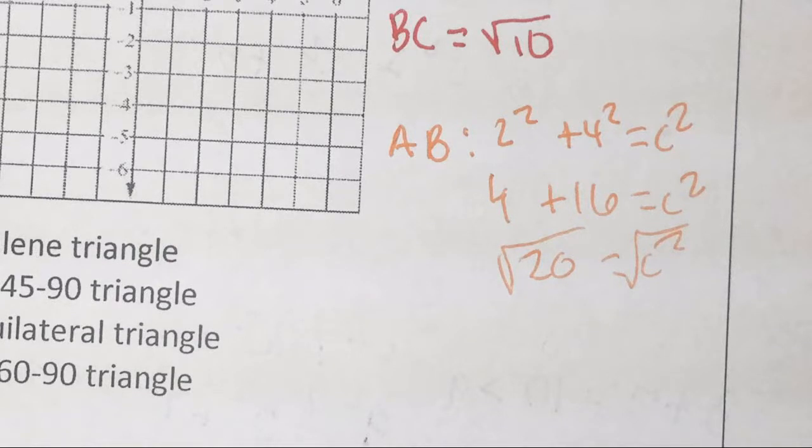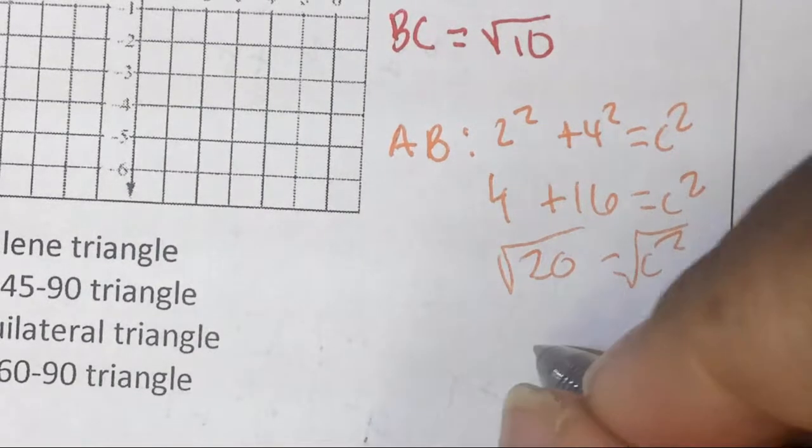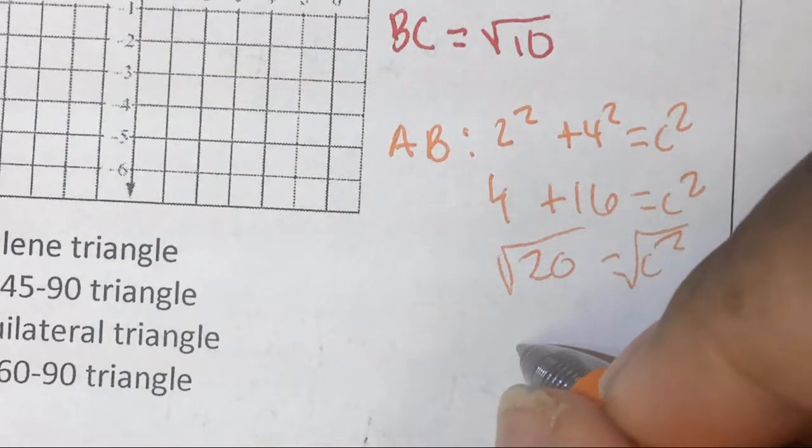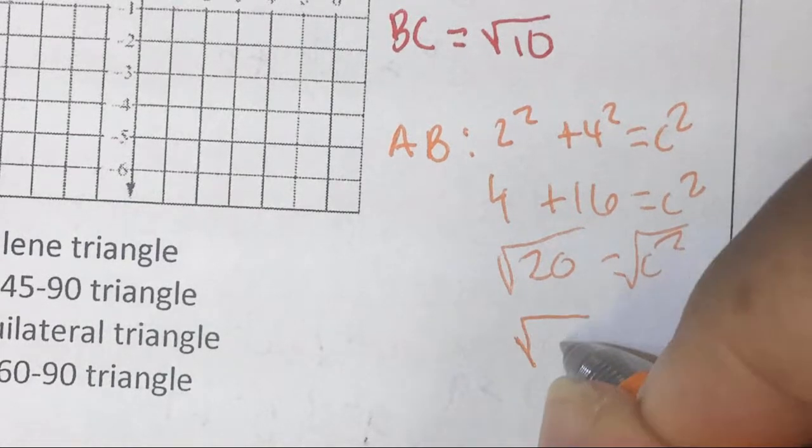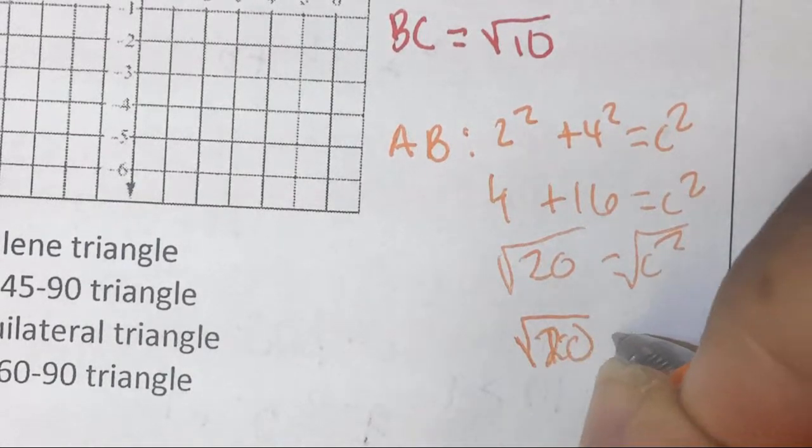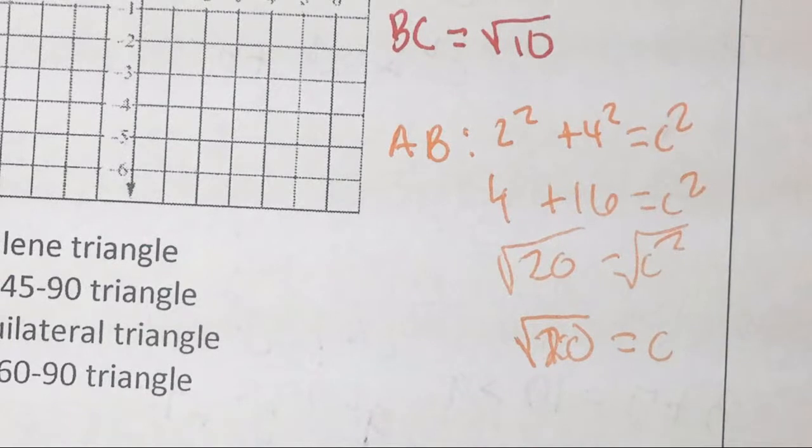I'm just checking that longest side. So I get square root of 20. I can break that down, but I'm going to leave it like that for now, just because I want to compare it to the top one and the other legs anyway. So like I said, this is definitely isosceles. Isosceles is not a choice over there. You got to check and make sure it's 45, 45, 90.